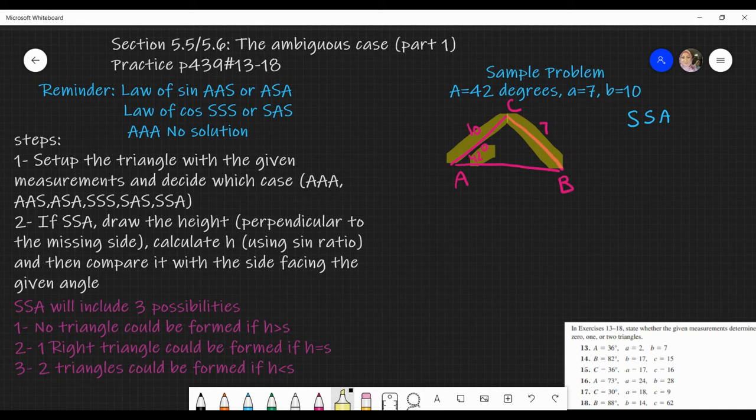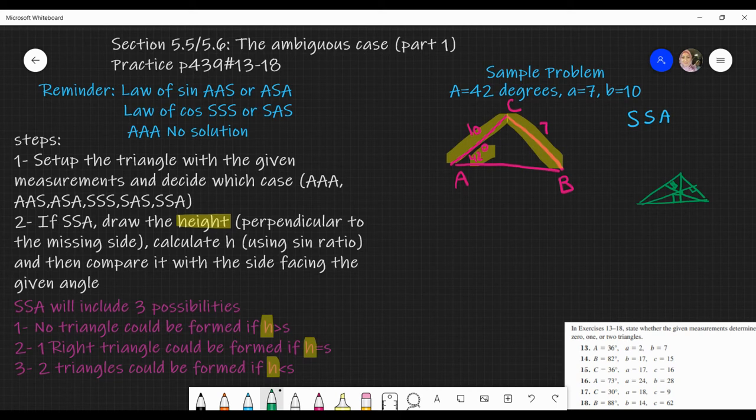Now, let's take a look at the three possibilities. The three possibilities involve the height, H. So let's try to recall, what does a height in a triangle mean? The height is a line segment that is perpendicular to a side of a triangle. So we could make three line segments that represent three heights in a triangle. This is one of them. This is another one. Trying my best to make it perpendicular. And this is a third one. So we could form three heights in a triangle.